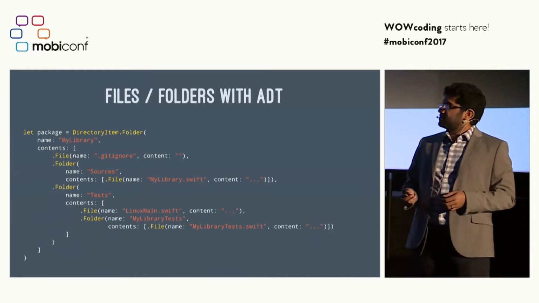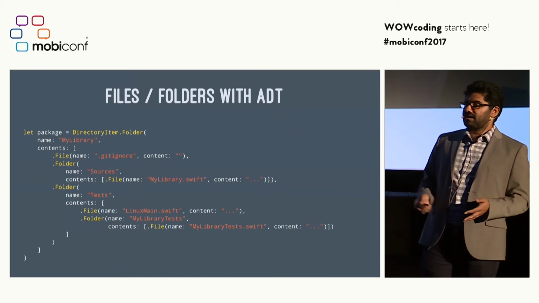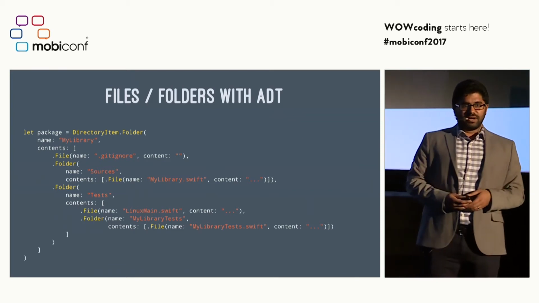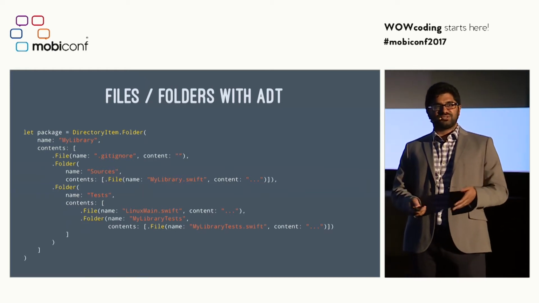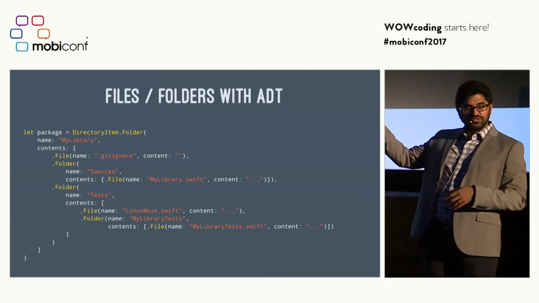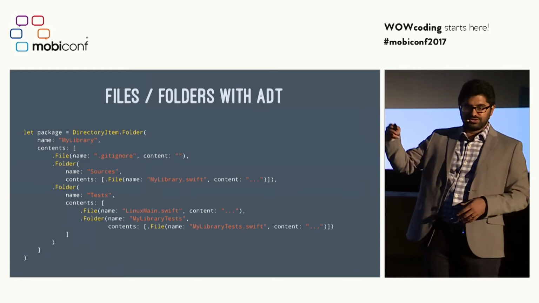Now, we can actually create an instance of this enum that declares what our package should look like. We can say that the outer folder is called my library, and inside of it there's a git ignore, and then there's a sources and test directory, and a directory underneath that. You can see visually where everything is supposed to go.